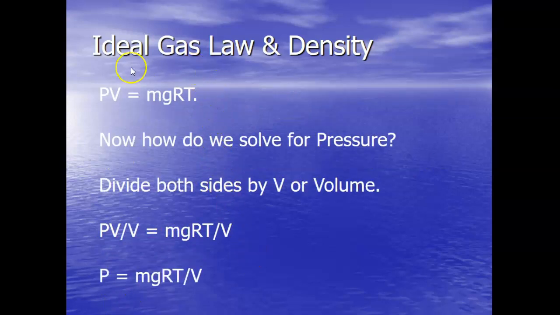If we wanted to solve this new equation for pressure, how would we do that? Well, we could divide both sides by volume. If we divide both sides by volume, volume cancels out on the left side of the equation. So we get P, or pressure, equals mass times gravity times the gas constant times temperature divided by the volume.